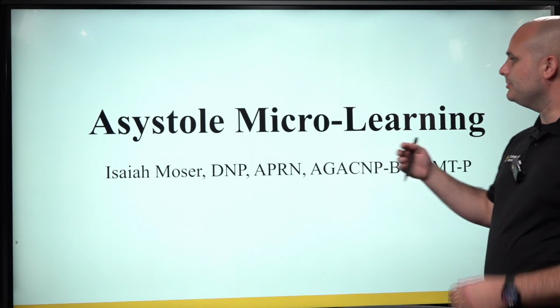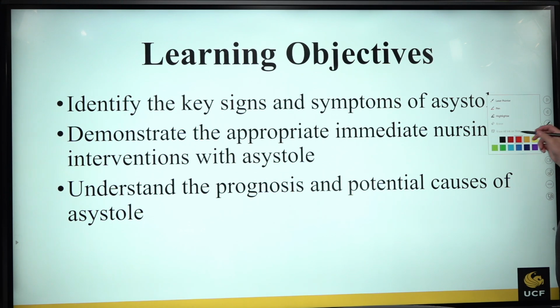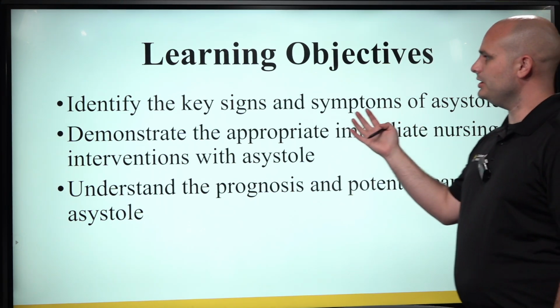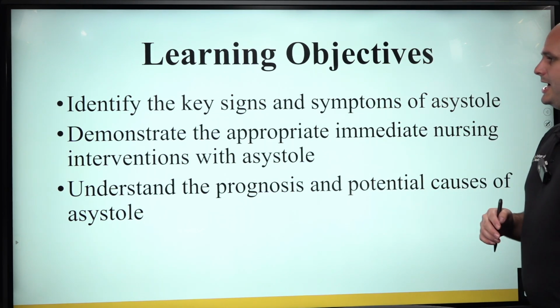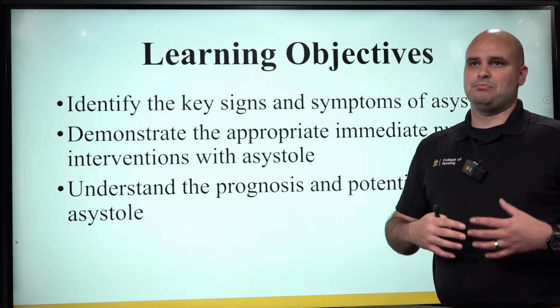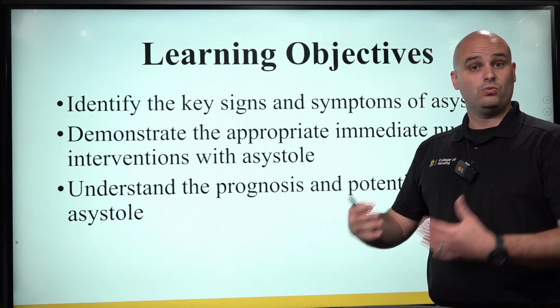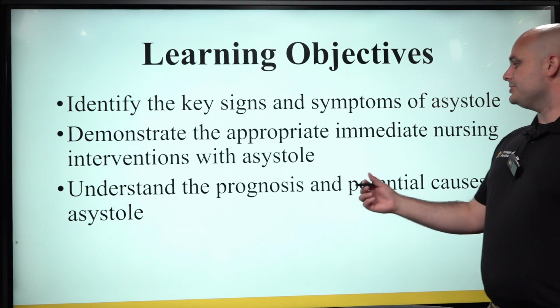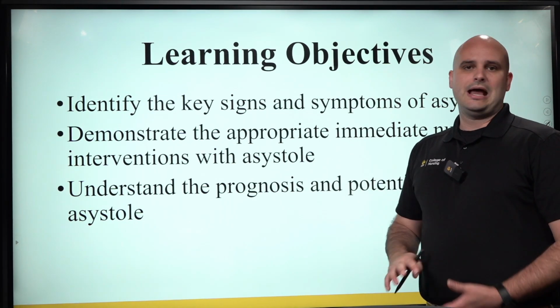Today we're going to be talking about asystole. Some of our learning objectives for today: we're going to look at the key signs and symptoms of asystole, which may seem pretty simple, but we're going to look at what brings us to asystole and what we're going to immediately do with that patient when we recognize that rhythm. We're going to understand the prognosis and potential causes of the lethal arrhythmia and how we approach treatment.